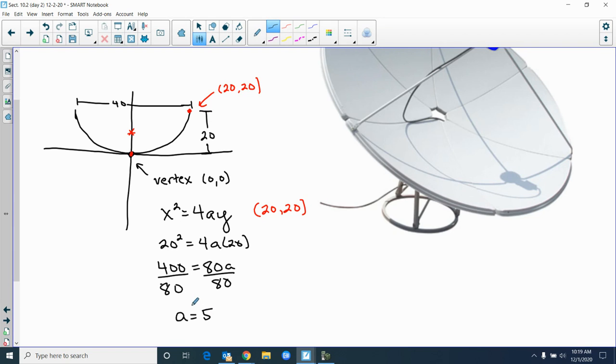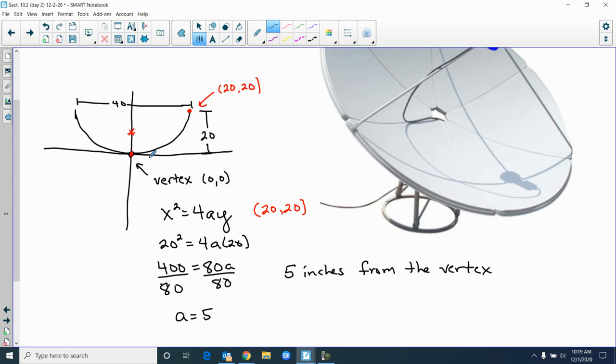That tells me, so how far must the signal receiving receptor be located to ensure this is the focus? So 5 inches from the vertex. Okay, 5 inches from the vertex. So we had to find that value.